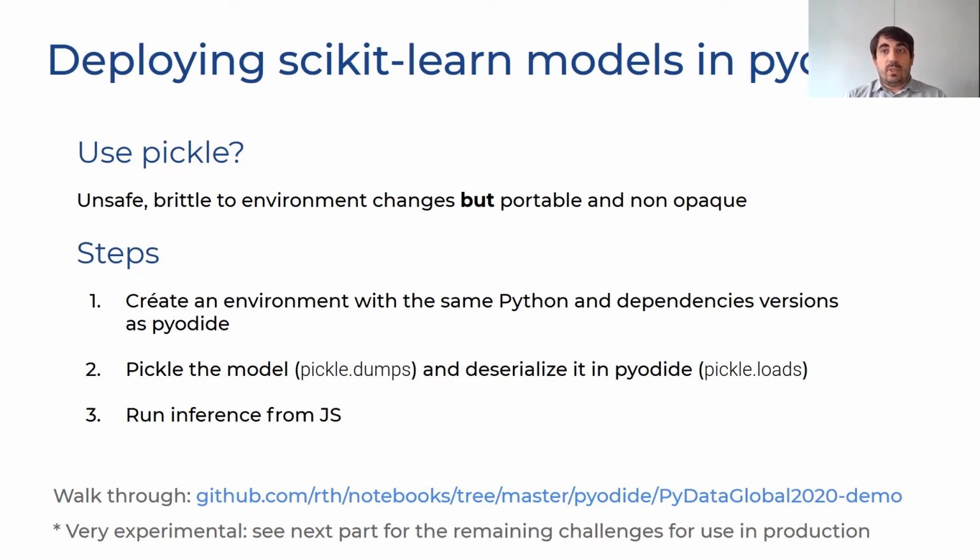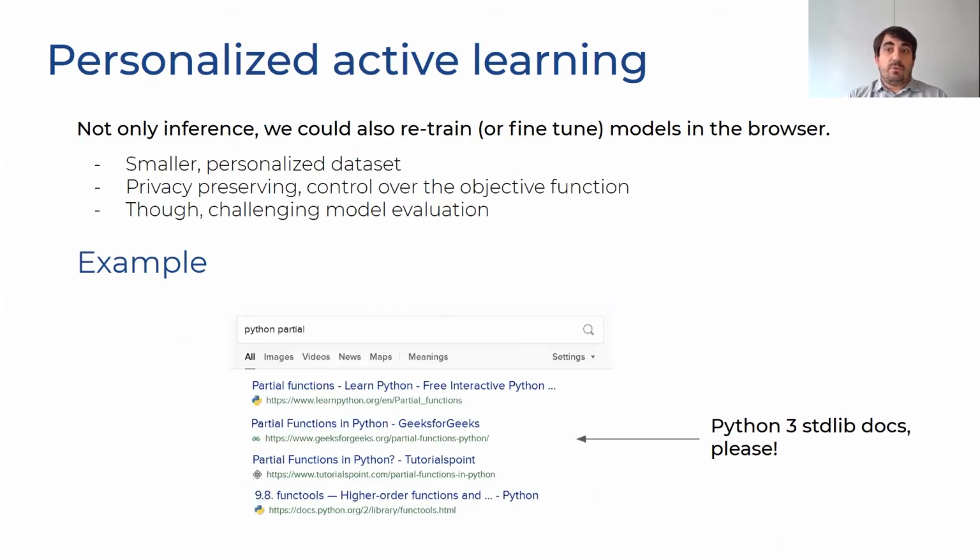To go one step more, because you have the full model, you can even tune it or train it in your browser. So imagine you have some use cases where you accumulate data that's your personal data. In this case, you don't even have to share it with some server, so the model can be retrained. You can just try to tune the model locally. So the advantage is, of course, it's privacy preserving. You can fully control what's the thing you're optimizing, though, of course, the model evaluation is a bit more challenging.